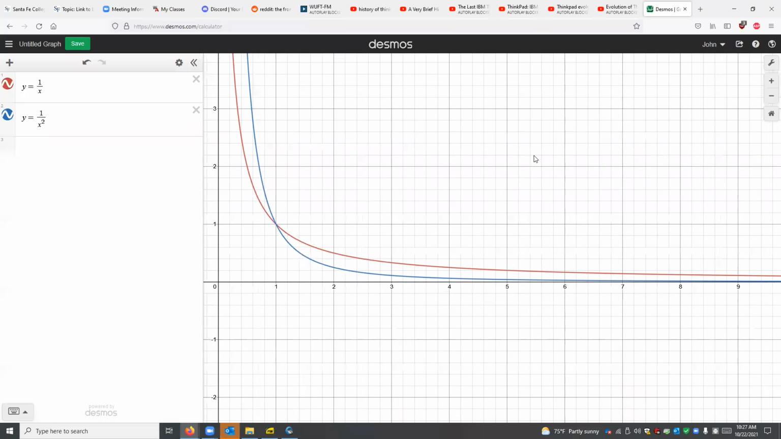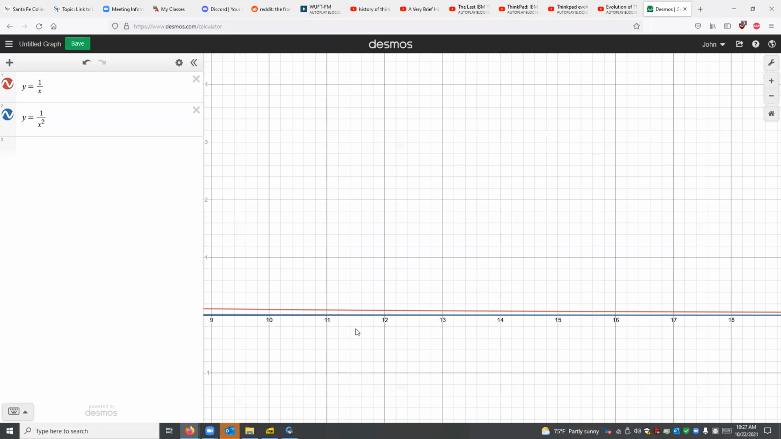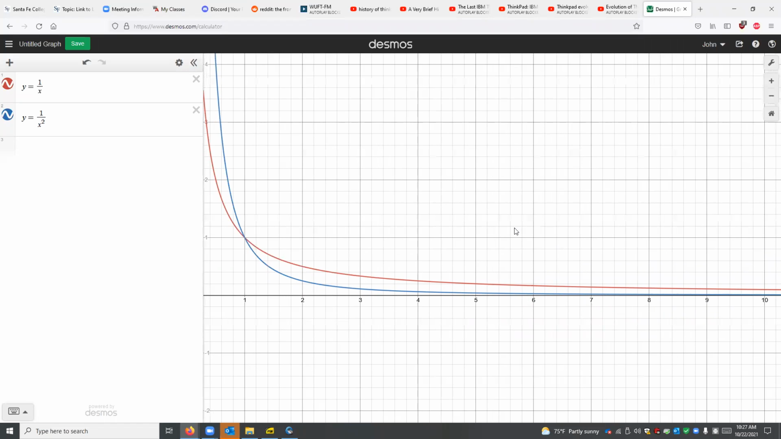What do you notice about the blue and the red? The blue here is 1 over x. I'm sorry, the red here is 1 over x, and the blue here is 1 over x squared. They both go to 0, right? If you look way out here, both of these graphs get close to 0. Very good. Richard again in chat nails it. It's that the blue goes to 0 much faster, right? So the y values on this graph are going to 0, just like the y values on the red graph. But the blue graph is settling down on that horizontal asymptote much, much, much faster.